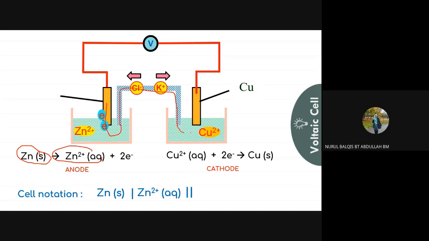Lepas salt bridge kita jumpa siapa? Masuk mana ni? Cu 2 plus together with aqueous. And then last kali kita stop sampai Cu solid. Okay. So bacaan dia kita faham lah.